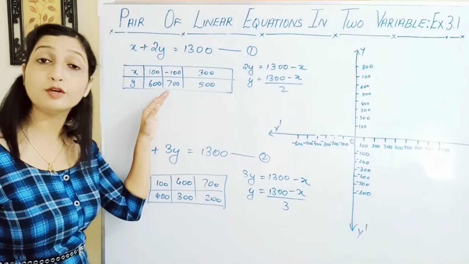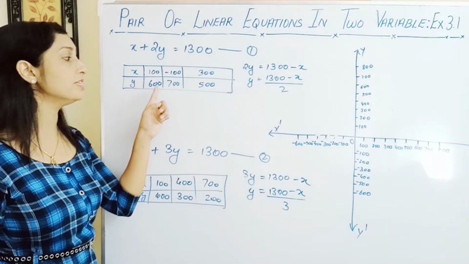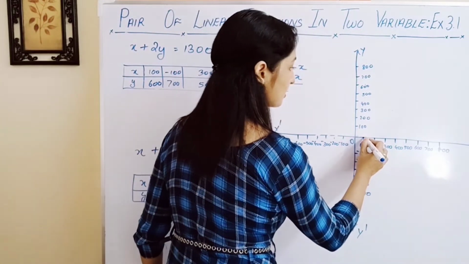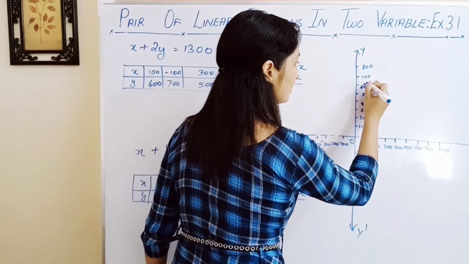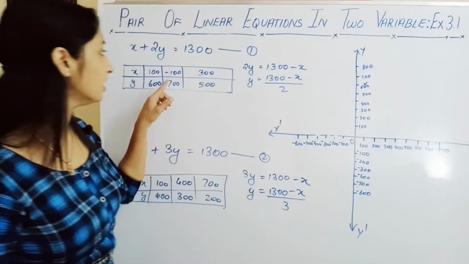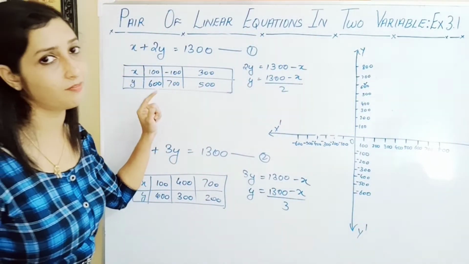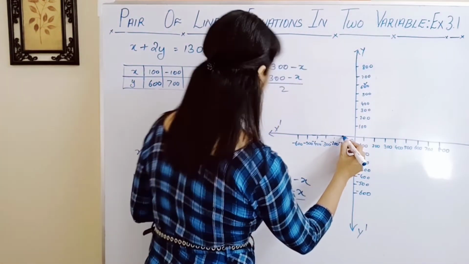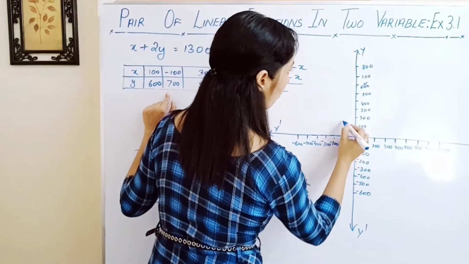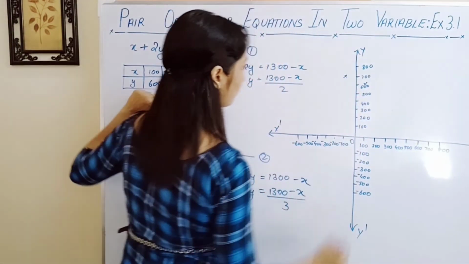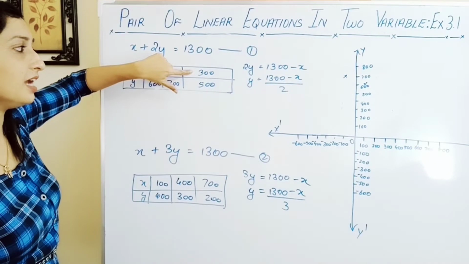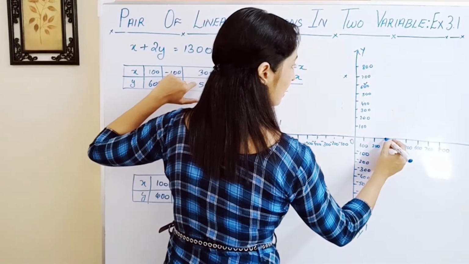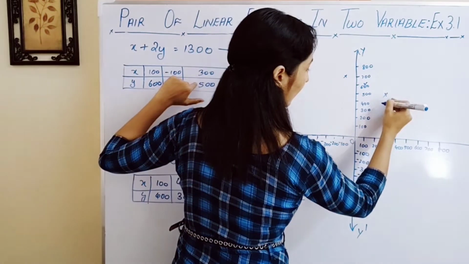So let's consider the first solution set. So our first point is 100 and 600. So let's find 100 here on x-axis and on y-axis 600. So there is the point. Next is minus 100 and 700. Minus 100 on x-axis and 700 on y-axis. So here comes our point. Next, 300 and 500. 300 on x-axis and 500 on y-axis.